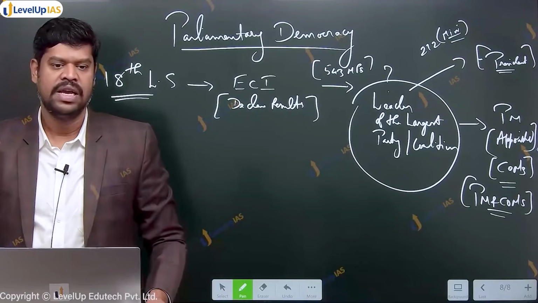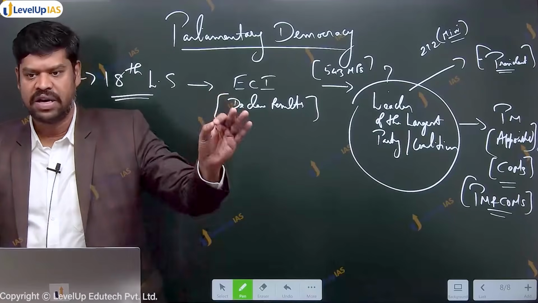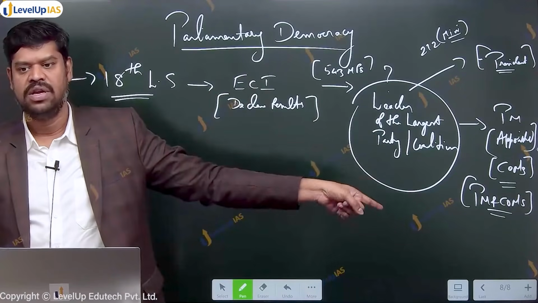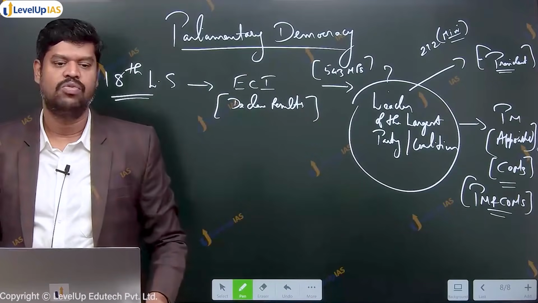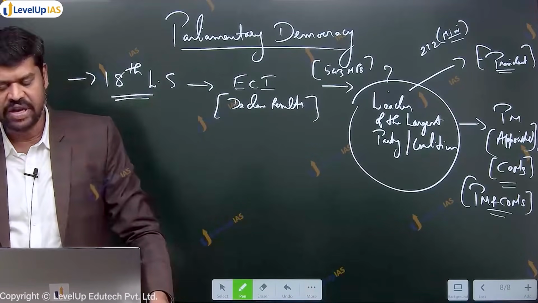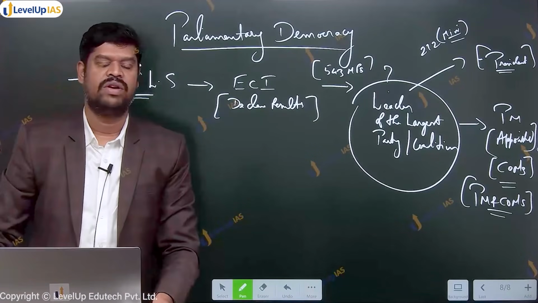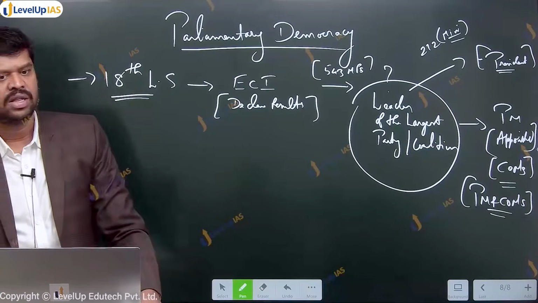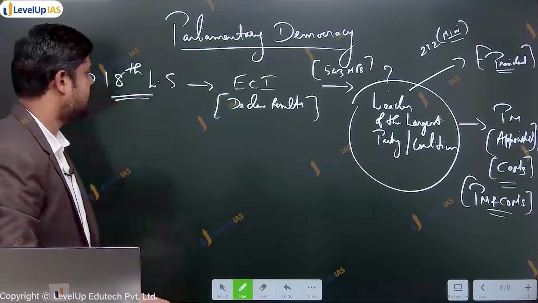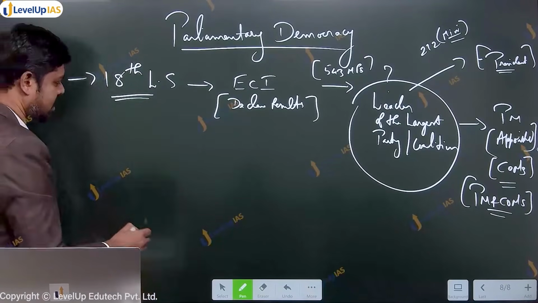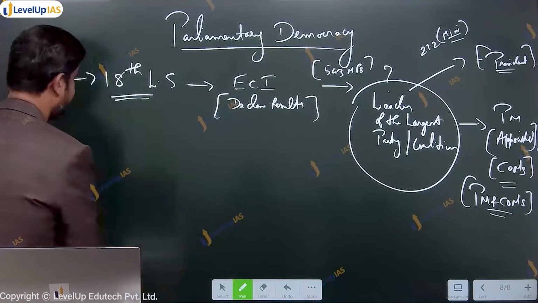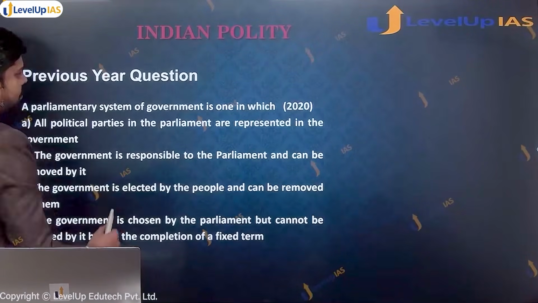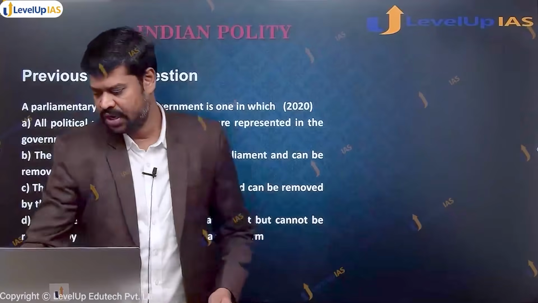Why? Because in a parliamentary system, if the government has to survive on a day-to-day basis, it should always have the majority where? In the Lok Sabha. That makes the government more accountable. So, preferring accountability, we have taken the parliamentary democracy rather than the presidential democracy. Is that clear? So this is what you have to understand with regard to parliamentary democracy. Please have a look at this particular question and try to answer it.